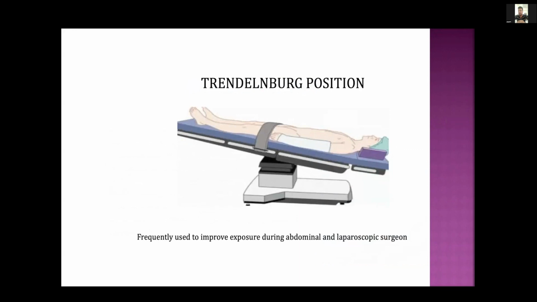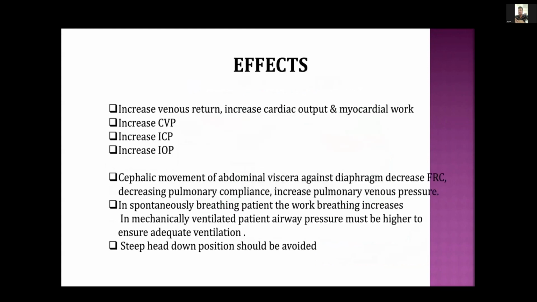Trendelenburg position. This position is frequently used to improve exposure during abdominal and laparoscopic surgeries. The various effects in this position are that venous return increases, thus cardiac output and myocardial work increase. CVP also increases. Intracranial and intraocular pressure also increase. In this position, the cephalad movement of abdominal viscera against the diaphragm may lead to decreased functional residual capacity, thus decreasing pulmonary compliance and increasing pulmonary venous pressure.